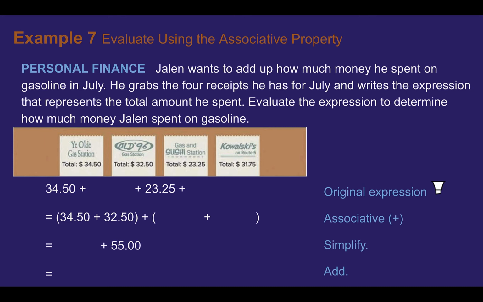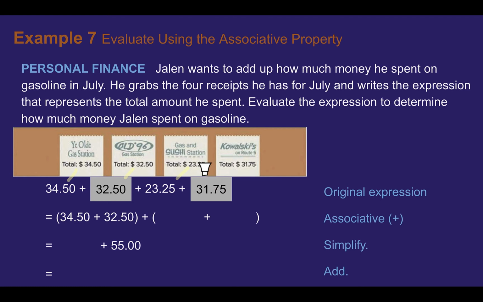He grabs the 4 receipts he has for July and writes the expression that represents the total amount he spent. Evaluate the expression to determine how much money Jalen spent on gasoline. We can see a picture of his 4 receipts. So first we're given $34.50. Our next one then would be $32.50, $23.25, finally $31.75.